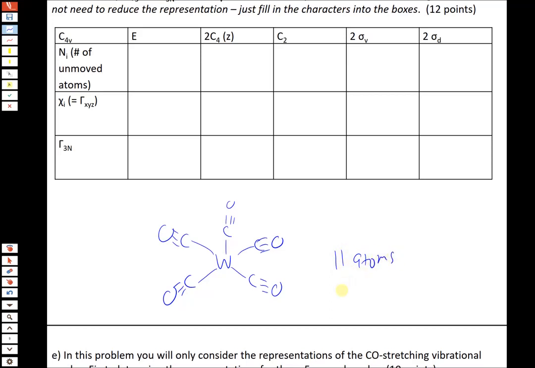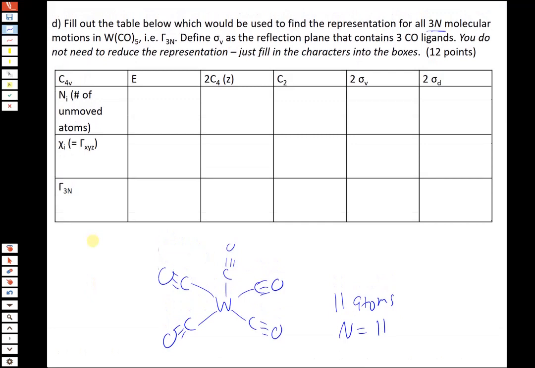Or in other words, N equals 11 if you're talking about the 3n minus 6 rule that we use for vibrational modes. So we're going to have 11 atoms total, so this can be a character for identity. For the C4 operation, 3 of those are along the axis. We get a character of 3 there. C2 shares that axis, so 3 of those would be unmoved under C2.